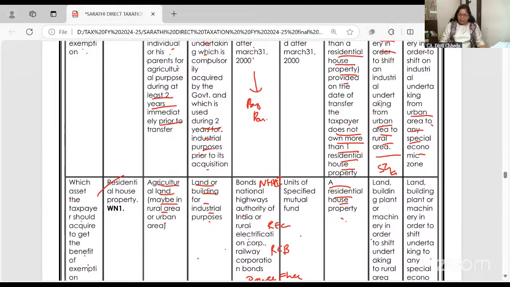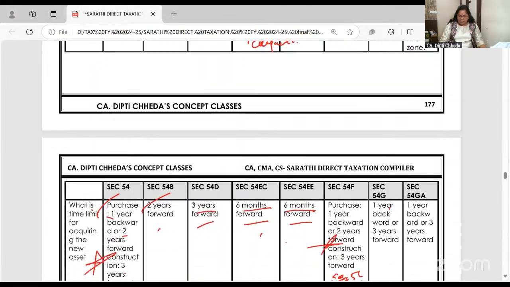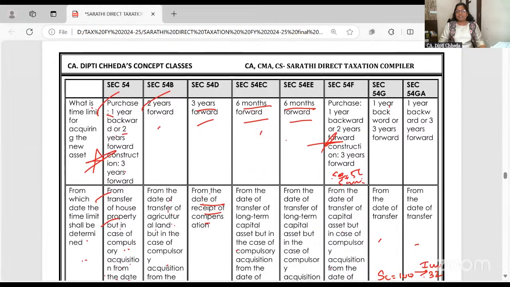So when you sell land and building, or any asset, you buy specified bonds. The time limit for purchase of bonds is within 6 months. So the CGAS scheme is not applicable.